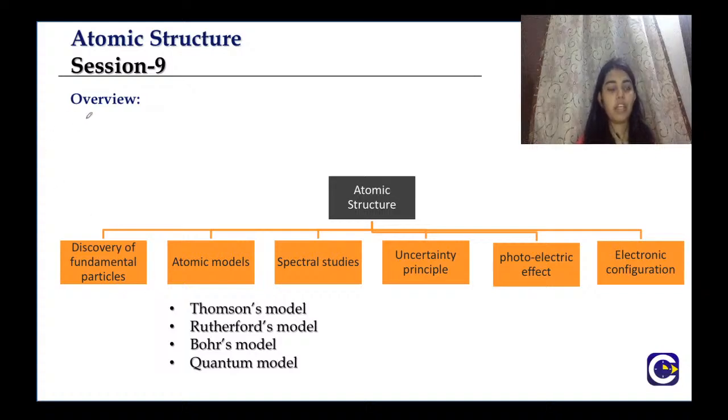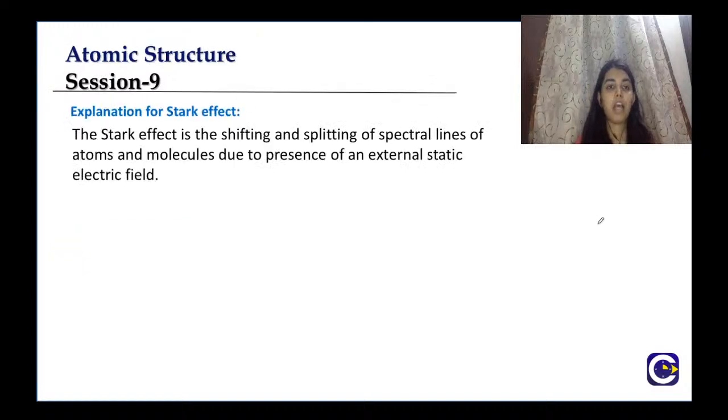First we will discuss the overview of the chapter. Discovery of fundamental particles is done. Atomic models are done. Thomson, Rutherford and Bohr's models we have completed. Spectral studies we have also done. Today we will deal with the uncertainty principle and the photoelectric effect. We will complete this, and in the next class most probably we will discuss the quantum model and the electronic model.